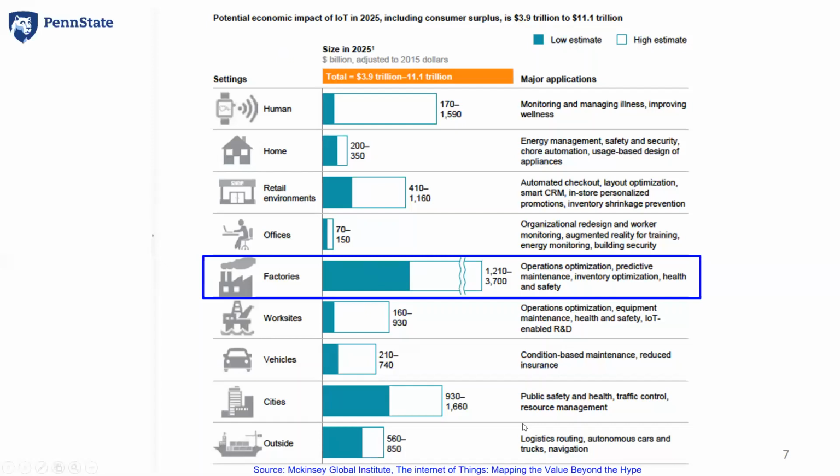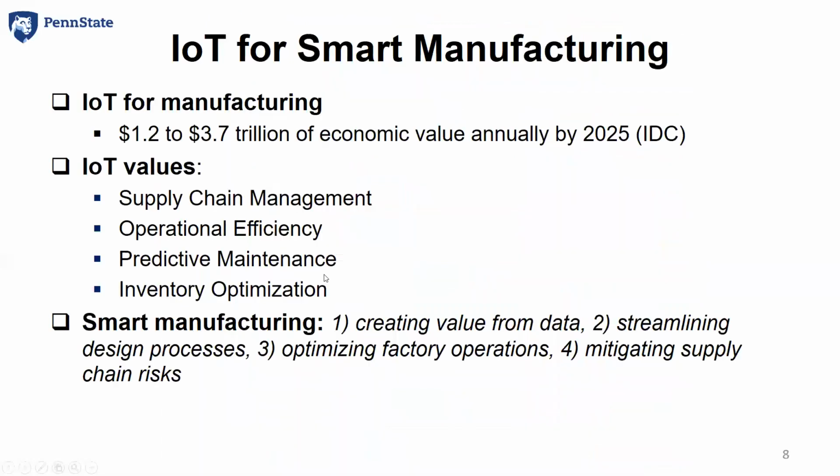So as we can see, manufacturing actually has the biggest impact from Internet of Things technology. IoT for smart manufacturing, as we just discussed, is about 1.2 to 3.7 trillion dollars of economic value annually by 2025. The value can come from supply chain management, operational efficiency, predictive maintenance, or inventory optimization. Those are only some examples, and it goes beyond that.